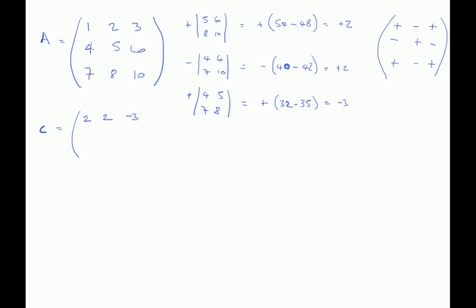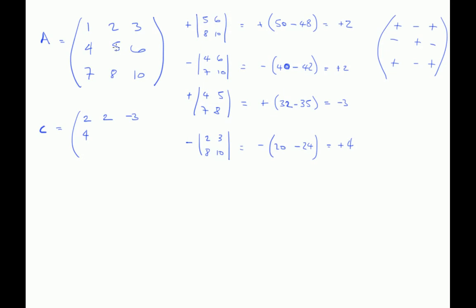The next one here is minus the determinant of 2, 3, 8, 10. So 2 tens are 20, minus 3 eights are 24. So I've got minus 4, which is plus 4. Where did we do that for? 2, 3, 8, 10. Yes, so that's correct. Plus 4.